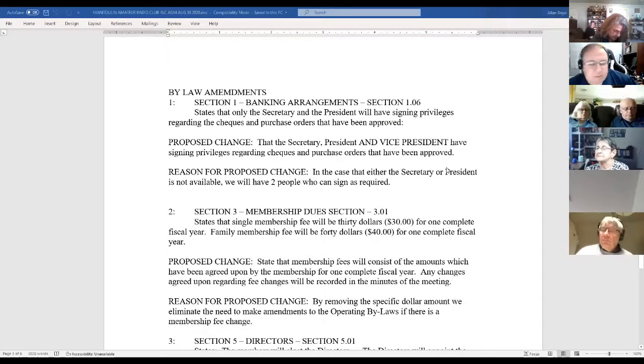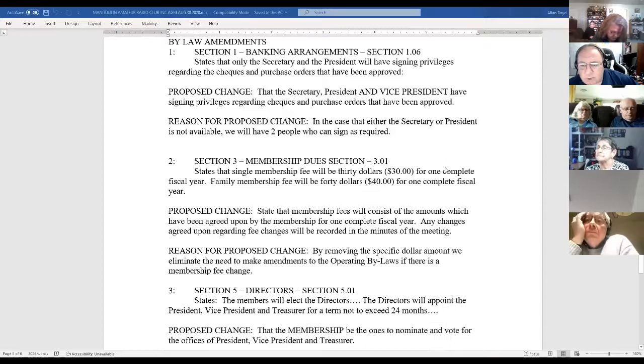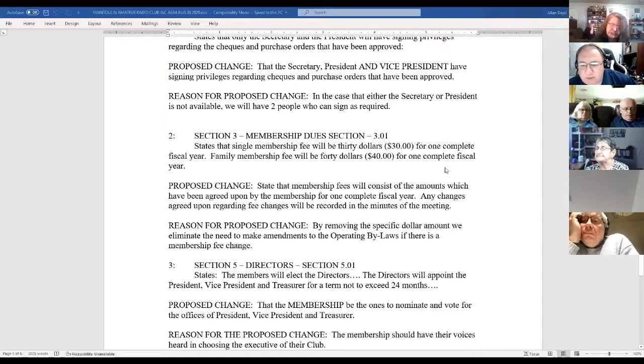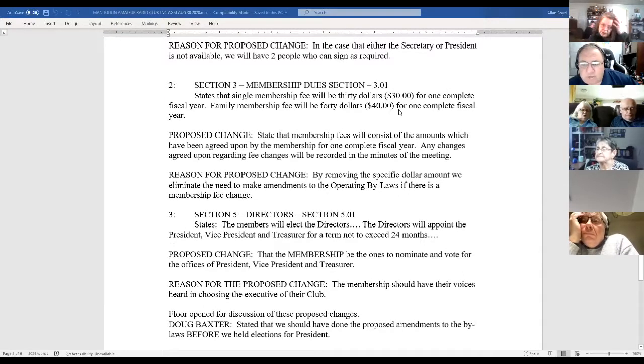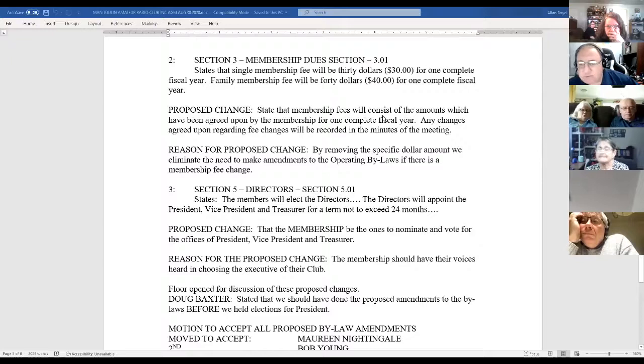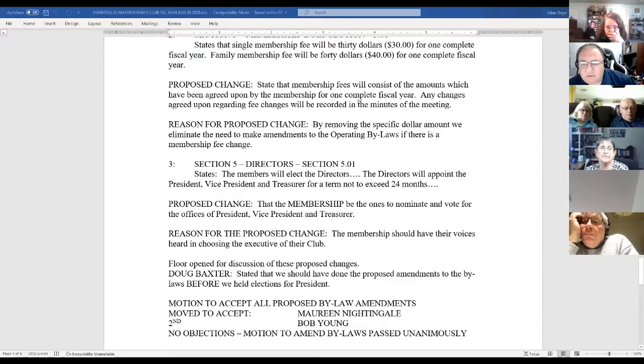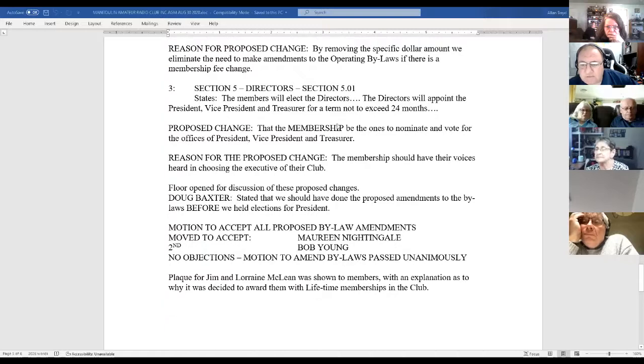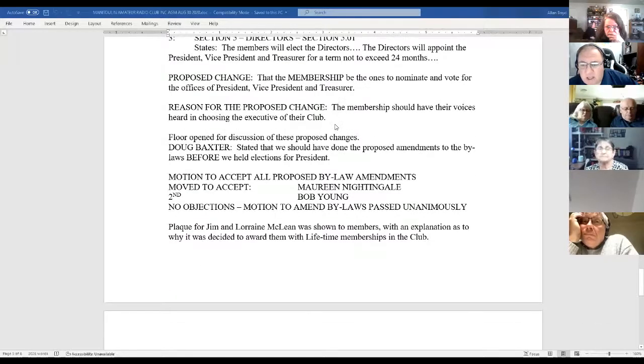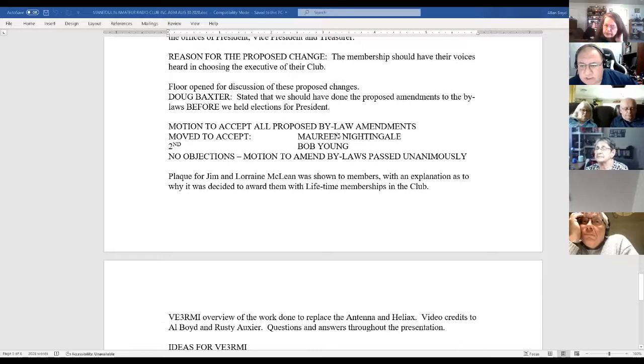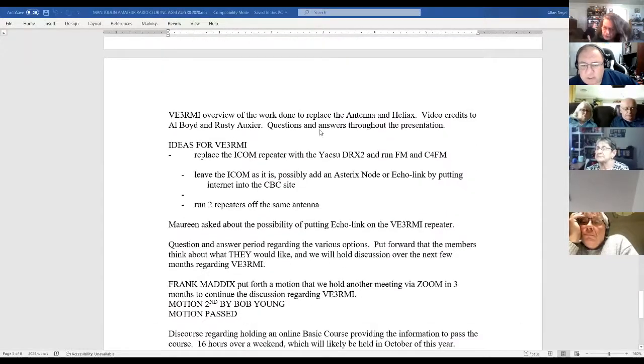We did some amendments to the bylaws. Those were proposed and accepted by the membership. We talked about membership dues, and it was increased from $30 to $40 for a single membership and $60 for family. That was approved and changed. So thank you for that. We talked about the directors section. Amendments to the bylaws were completed.